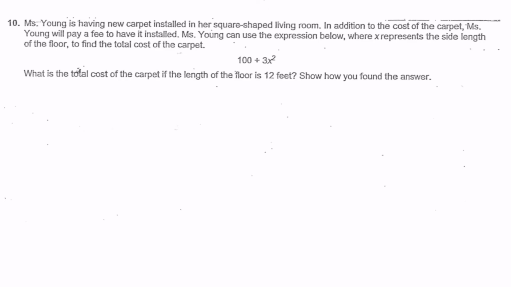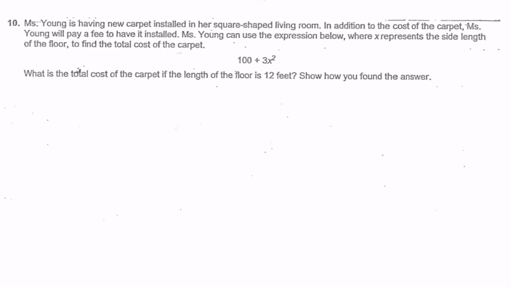All right, question 10 is our last question, and it's a doozy. Miss Young is having new carpet installed in her square-shaped living room. So the living room's a square. All the sides are the same. That's a clue right there. In addition to the cost of the carpet, so she has to pay for the actual carpet, right? In addition to that, Miss Young will be paying a fee to have it installed.